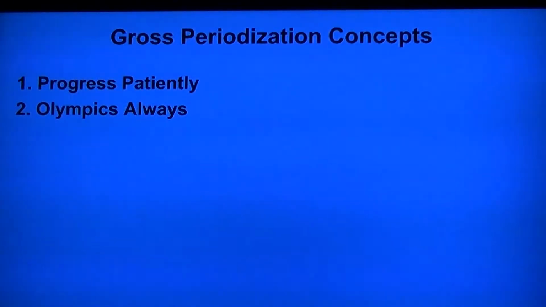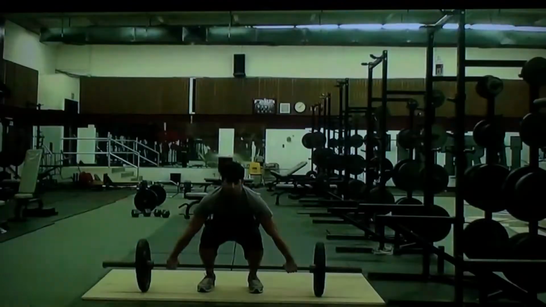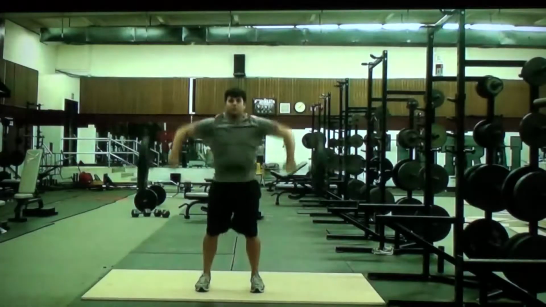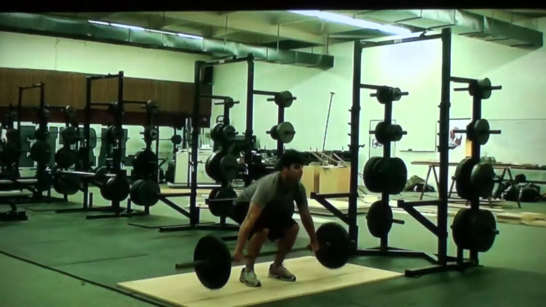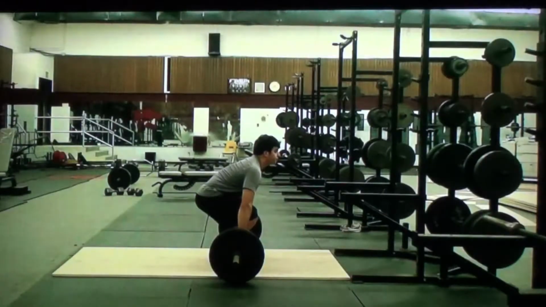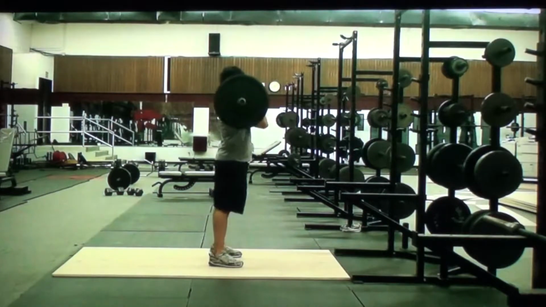Olympic lifts are the fundamental lifts of any program, and significant volumes of Olympic lifts will be part of the program throughout the training year, including the competitive season. Typical volumes are 5 to 8 sets, 2 to 3 times per week.